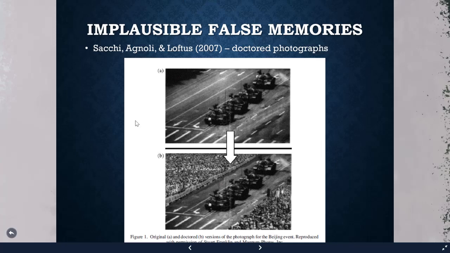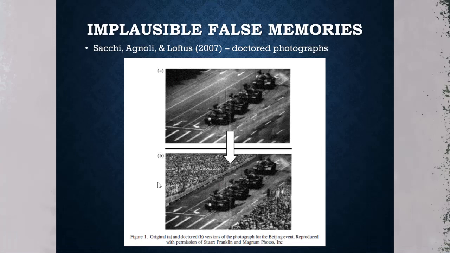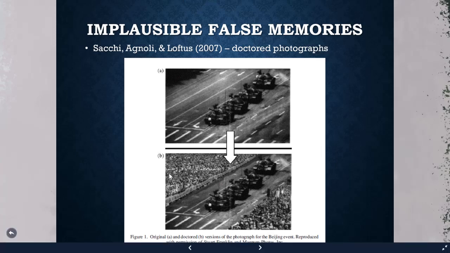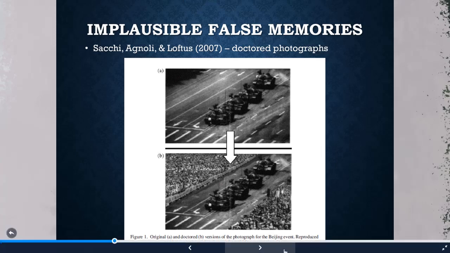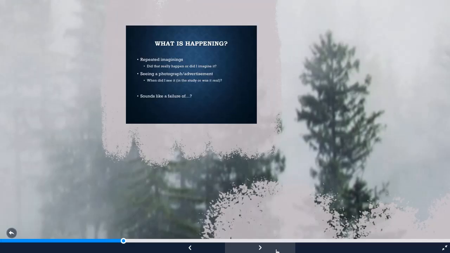Now what they did is they took that photograph and they doctored it. They put people in it. And then they questioned people about their recollections of the event. Were there people? Were there no people? And of course, people who saw the doctored photographs with people in it were much more likely to say, yeah, there were people around.